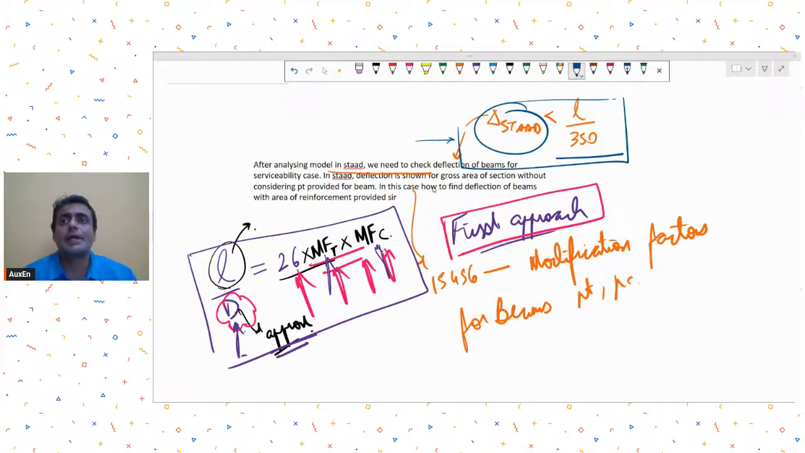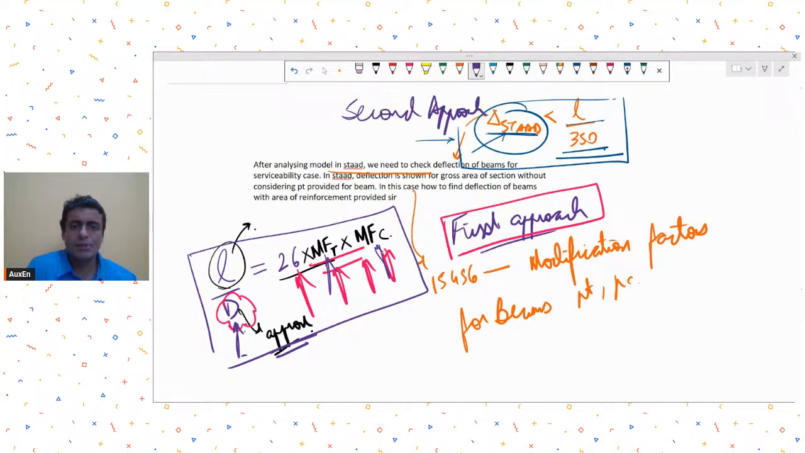Now if you look at the ACI 318, it has some additional factors that you can take for reinforcement also. But in this approach, as per IS 456, you just need to find out the analytical deflection and ensure it is less than the value given in 456. I would say this is the second approach. And if you are using software deflections, you are usually using the second approach.